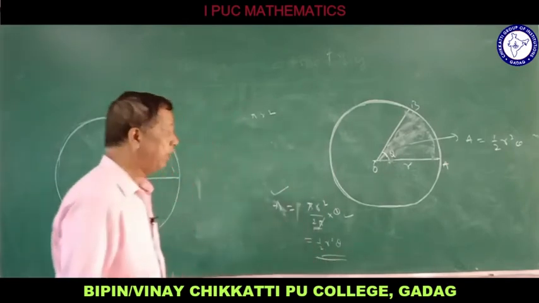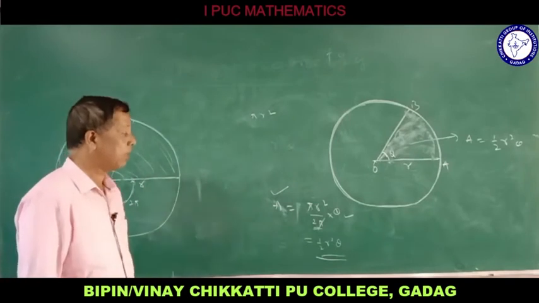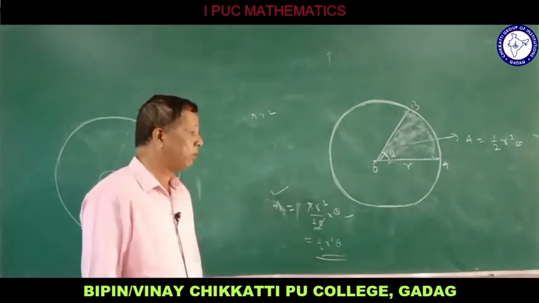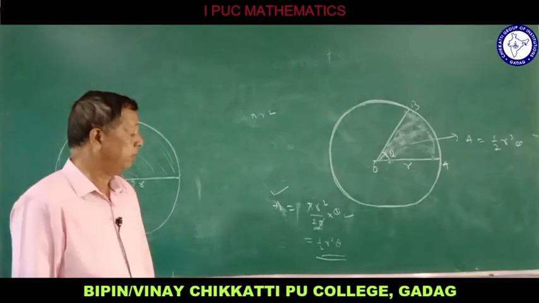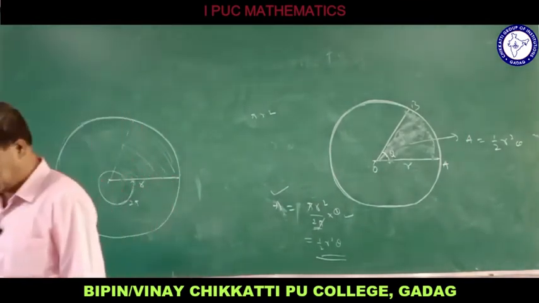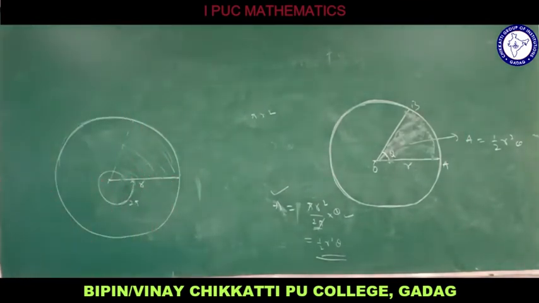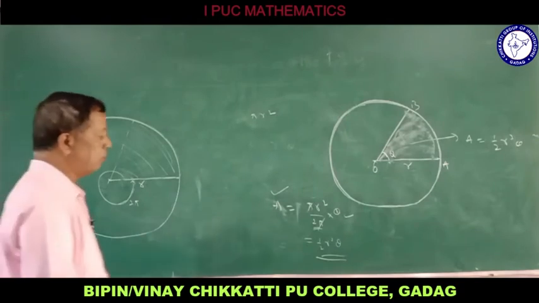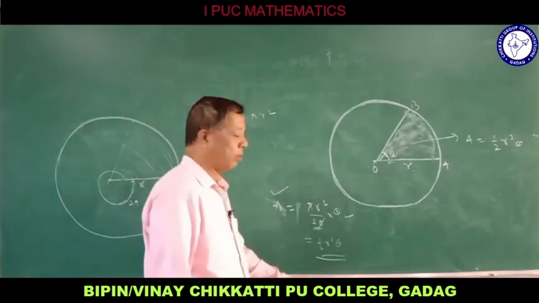So the area of the sector is 1/2 r square theta, because it depends on the area of the circle: the angle 2 pi radian traces the area pi r square, so the angle theta traces theta by 2 pi of it, the ratio of theta by 2 pi. So the area is 1/2 r square theta.